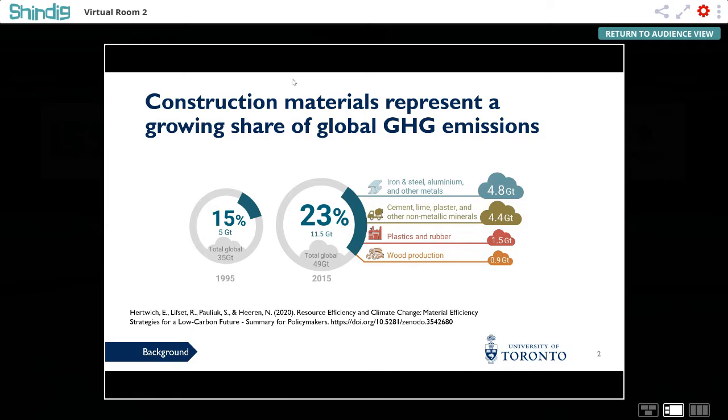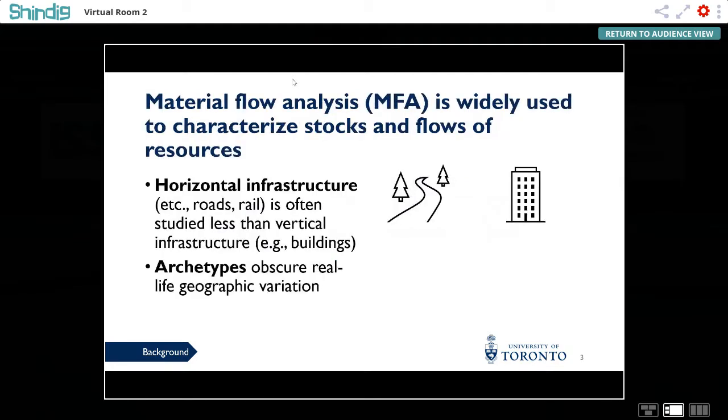But that implies that we need to establish appropriate benchmarks based on knowledge of current material stocks. However, data is typically difficult to obtain because detailed records simply don't exist or are scattered among government departments and private infrastructure owners. Nevertheless, material flow analysis is widely used to characterize the stocks and flows of resources with whatever data can be found.